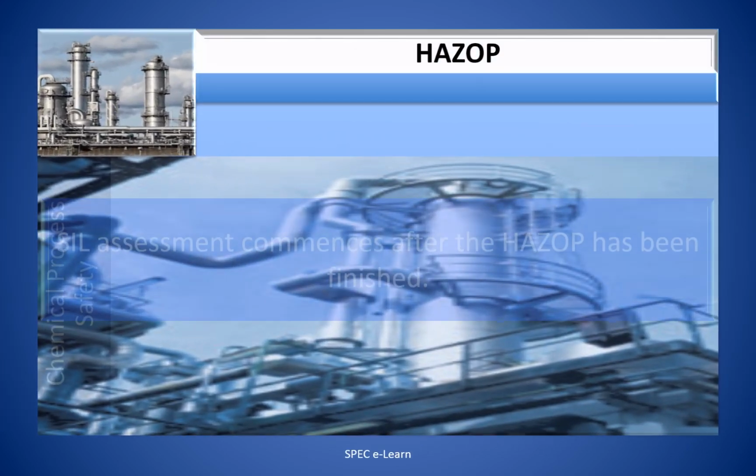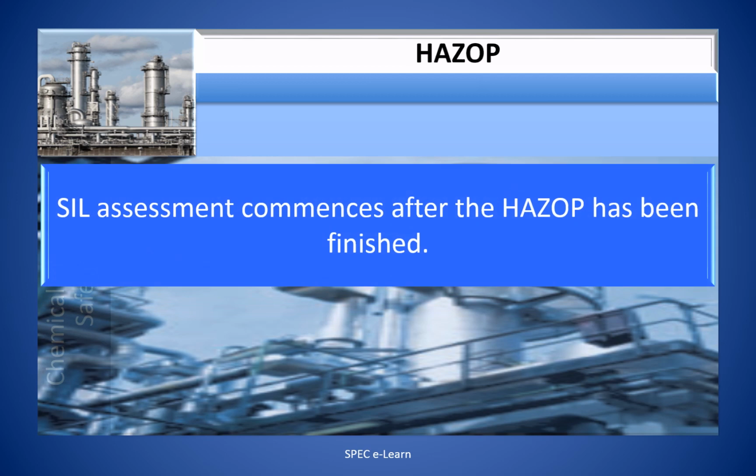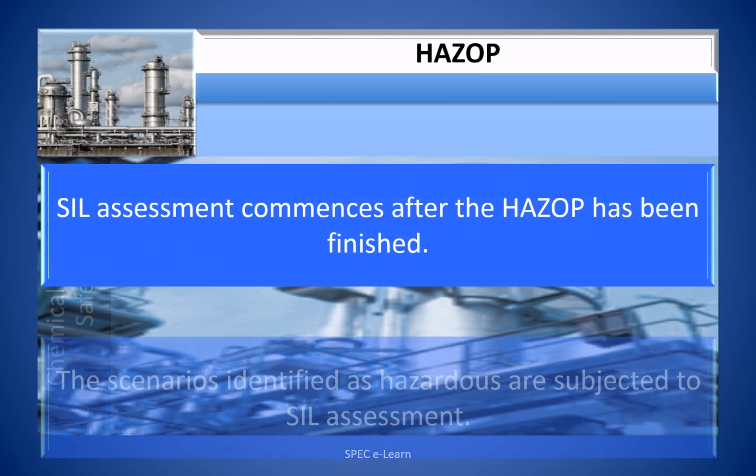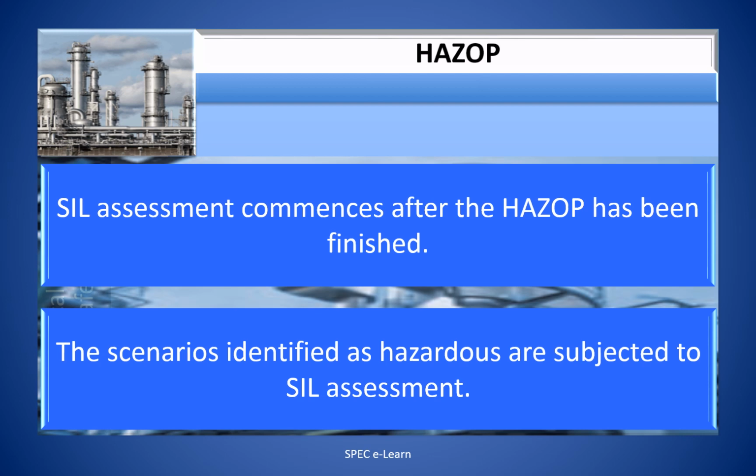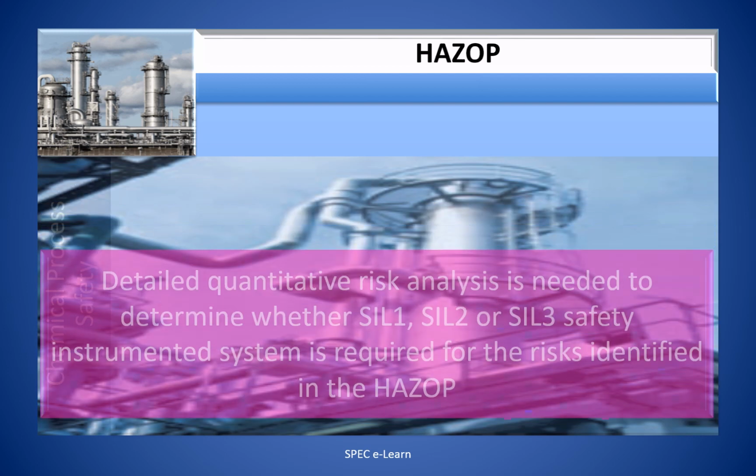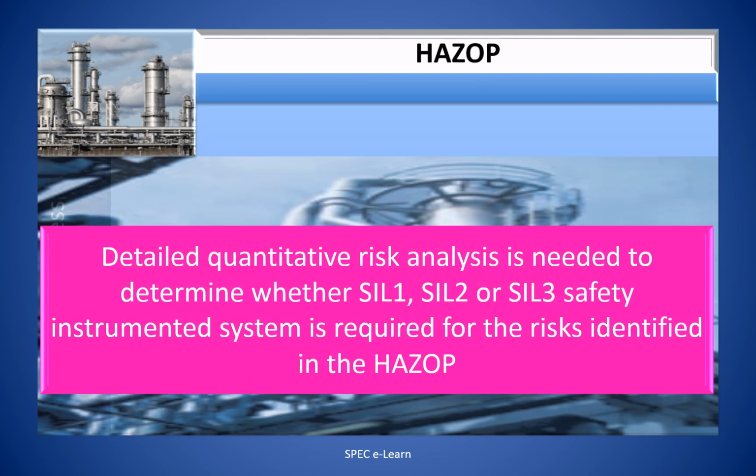SIL assessment commences after the HAZOP has been finished. The scenarios identified as hazardous are subjected to SIL assessment. Detailed quantitative risk analysis is needed to determine whether SIL 1, SIL 2 or SIL 3 safety instrumented system is required for the risk identified in the HAZOP.